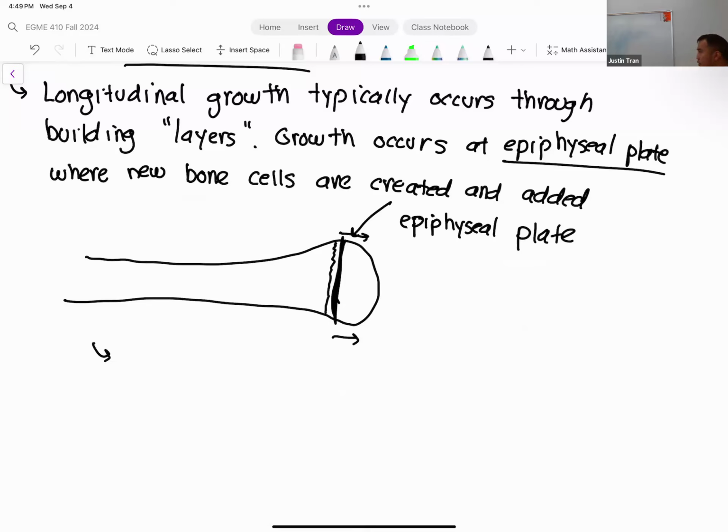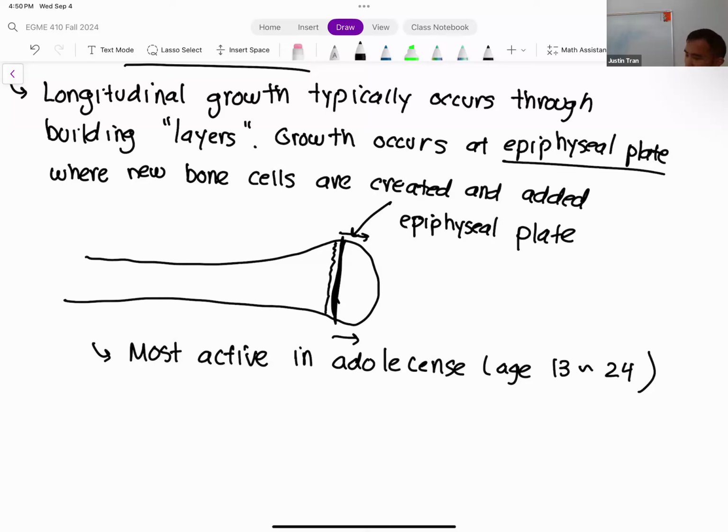So most of the longitudinal growth occurs in a certain time frame in a person's life. Right? And that correlates to when the epiphyseal plate is most active in a person's body. So for most people, the epiphyseal plate is most active in adolescence, which is their teenage years into their early 20s usually. Typically between the ages of 13 and 24, this is where you're going to see this epiphyseal plate be most active. And that's typically when people hit their growth spurts, right? So that all lines up.